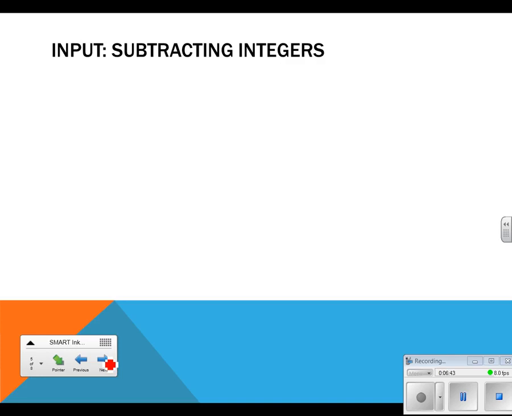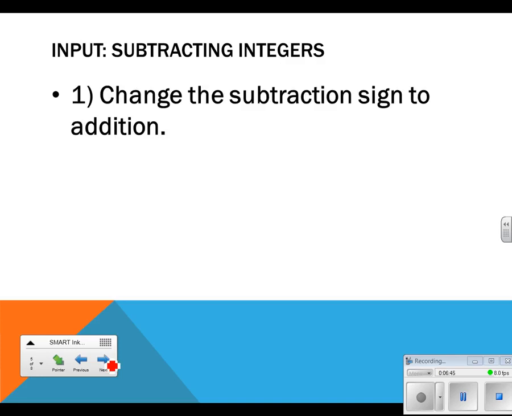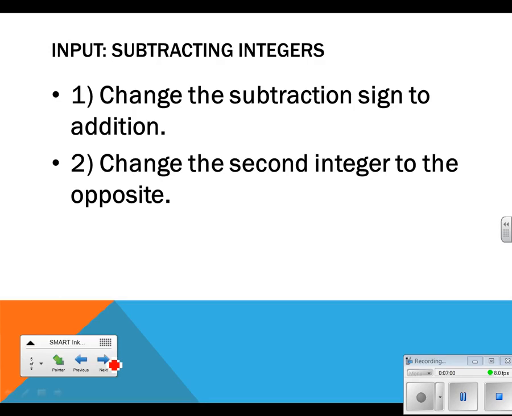When we're subtracting integers, there's two main things we look at that we make changes to. We change the subtraction sign to addition. Change the second integer to the opposite. So two changes, and then you add the integers, what we were just doing.